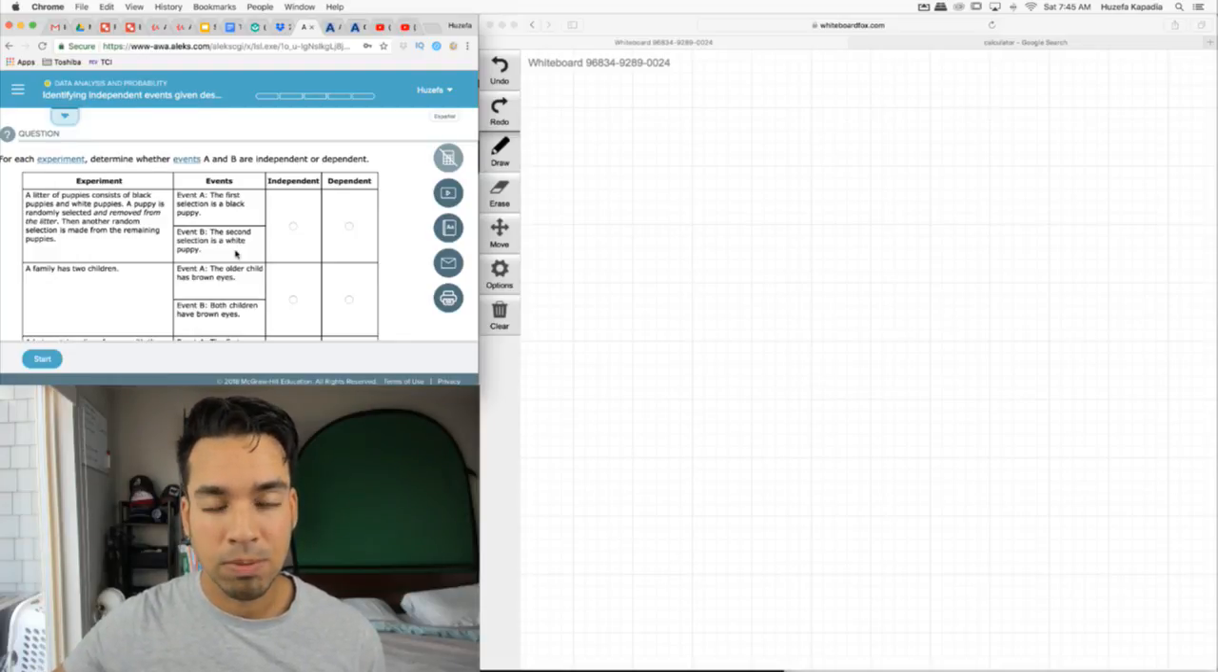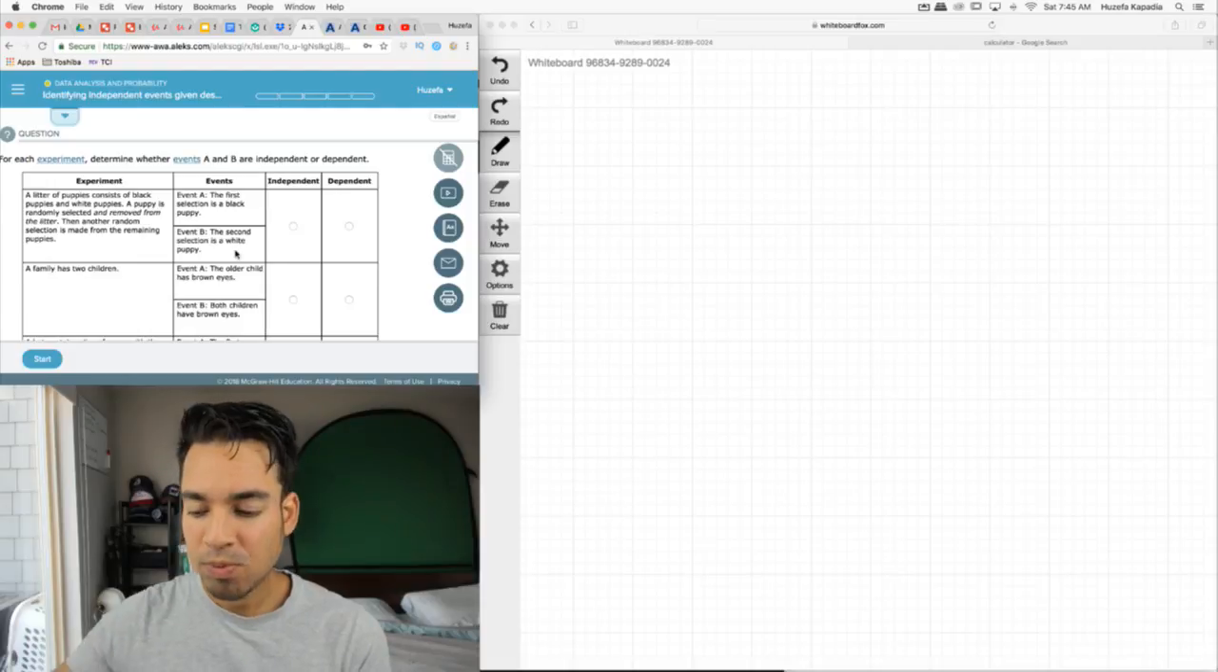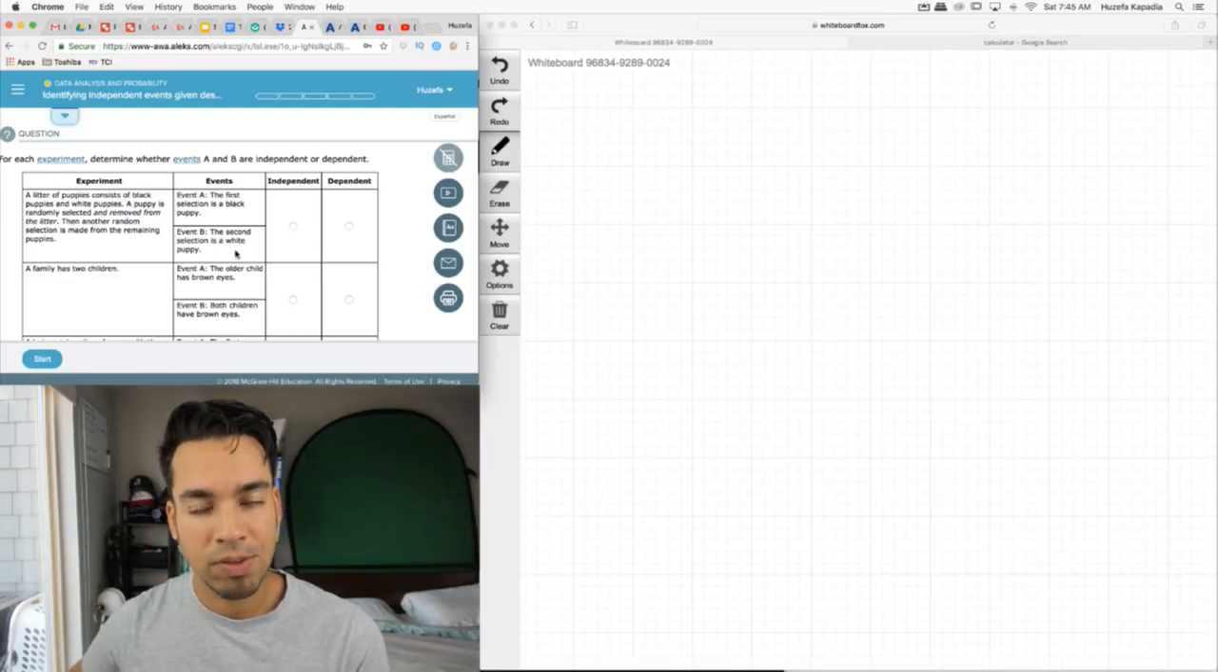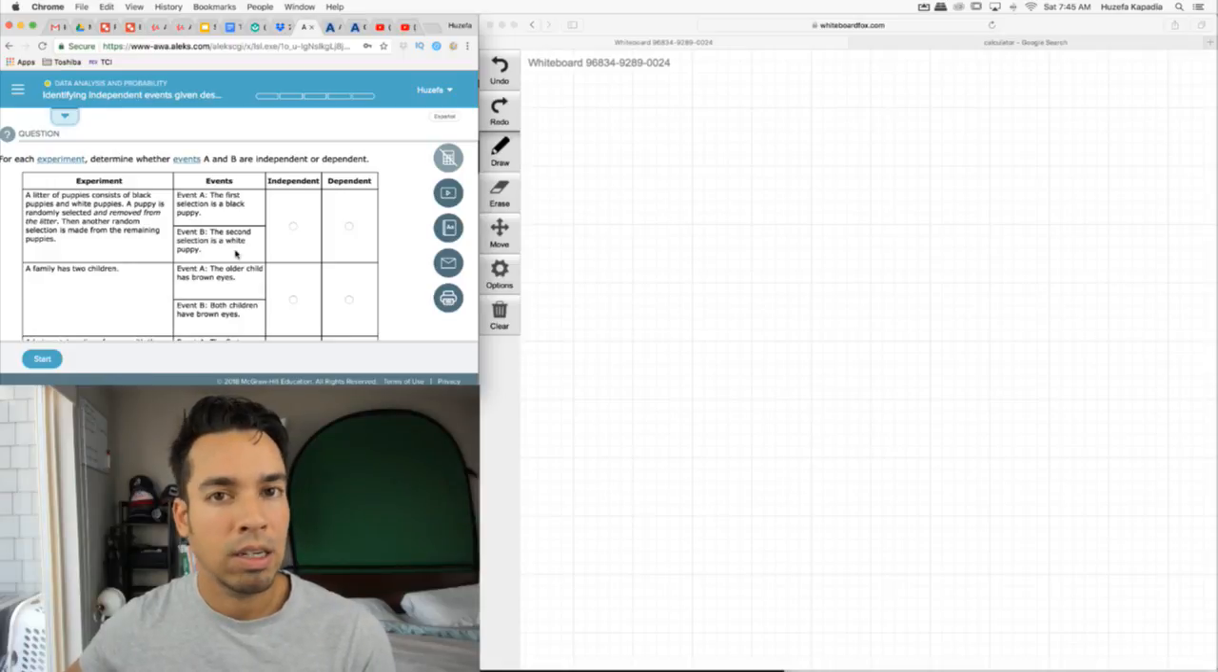A different example would be if we're pulling cards from a deck, and let's say we're drawing 2 cards out of a deck. The first card we draw, and let's say we're looking for clubs. The first card we draw out of a 52 card deck, let's say it's a club. And we want to know the probability of that event. It's 13 out of 52, 13 clubs out of 52 total.